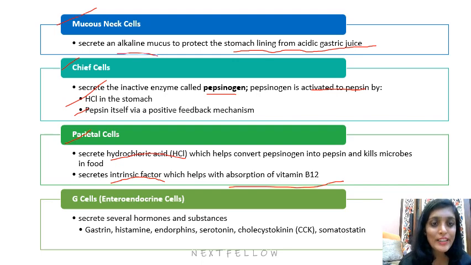G cells or endocrine cells secrete several hormones and substances like gastrin, histamine, endorphins, serotonin, CCK, and somatostatin.